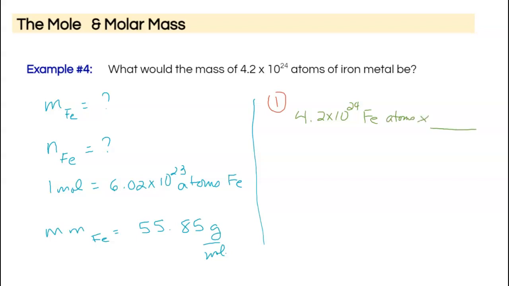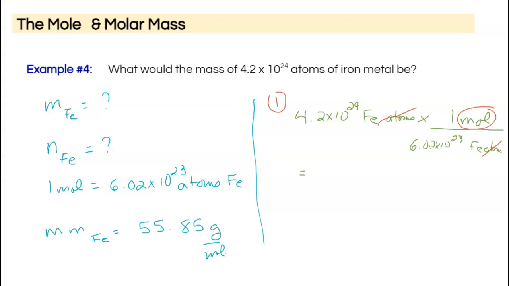But I don't want atoms, so I need to get rid of them. So I'm using dimensional analysis here. I know that there are exactly 6.02 times 10 to the power of 23 iron atoms in 1 mole. And so looking at my analysis here, I can get rid of atoms, and I'd be left with moles. Working out that value, and I like to use the EXP button on my calculator, so 4.2 times 10 to the power of 24 divided by 6.02 times 10 to the power of 23.